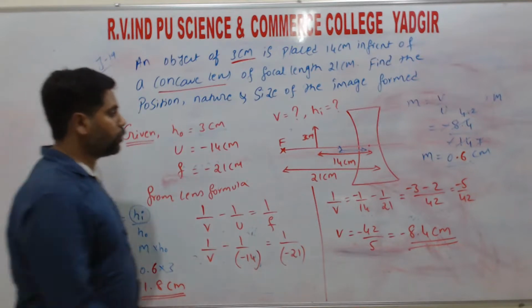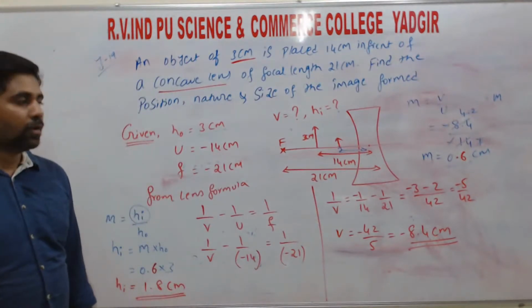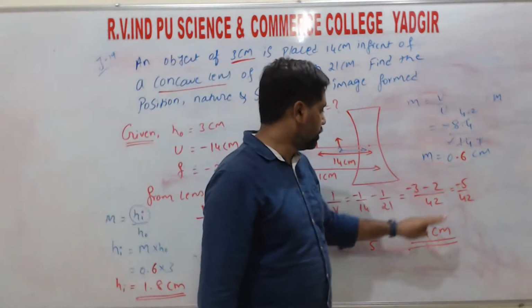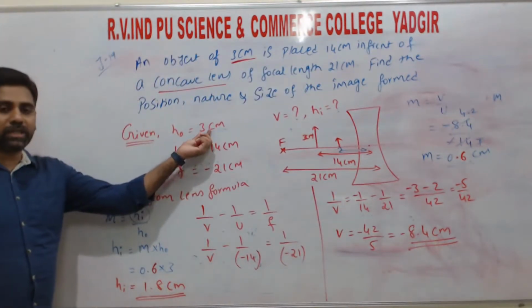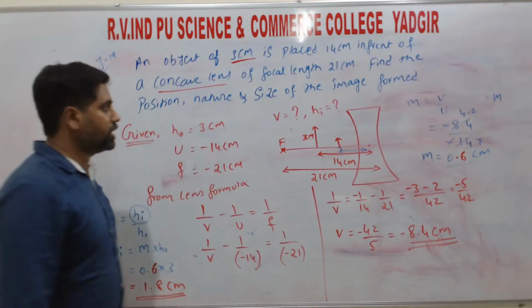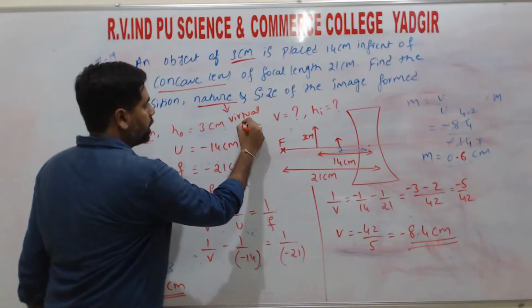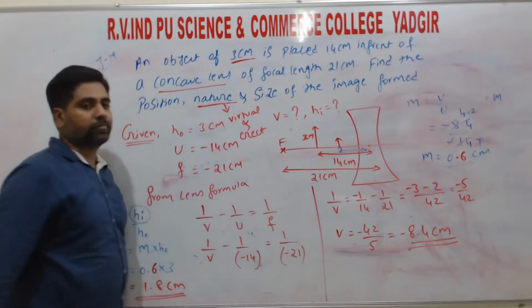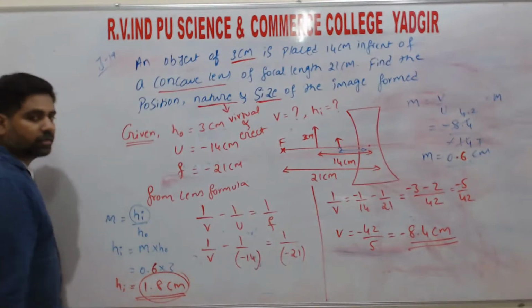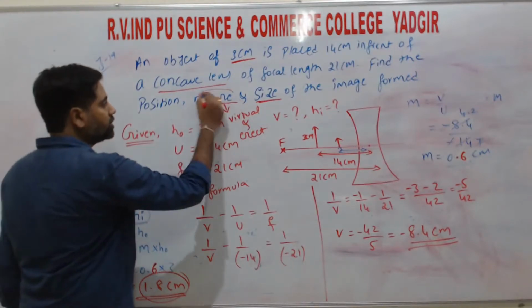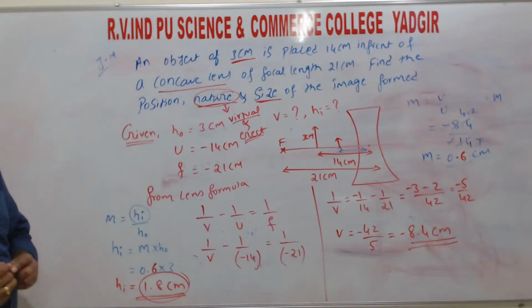So here the height of the image is positive, which means the image is erect, like this. The size is smaller: we have 1.8 centimeter, but the height of the object is 3 centimeter. They asked for the nature. So the image nature is virtual and erect. The size of the image is 1.8 centimeter, and the nature of the image is virtual and erect. So this is about the problem.